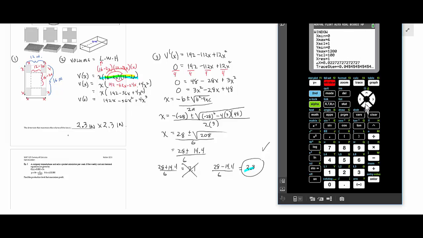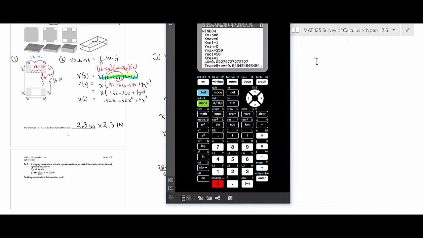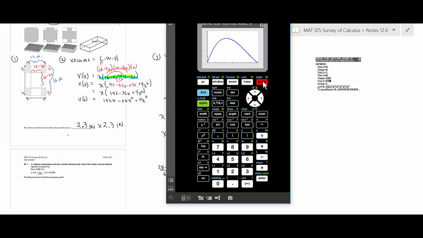Okay, so let's try this then. Let's go 0 to, you said 192 was the biggest, so go 250 or something like that, and then maybe scale by 50. I'll slide this over here so you can get that put in if you need to. Now if you graph this, see, this is not a parabola. It's a cubic function. It doesn't look like a parabola.